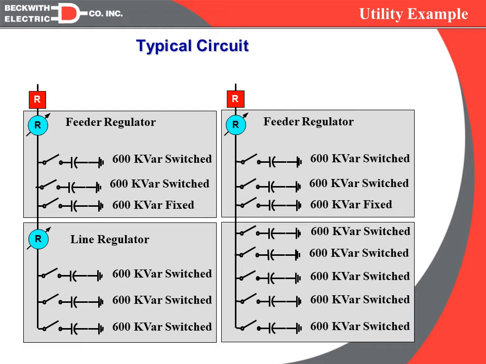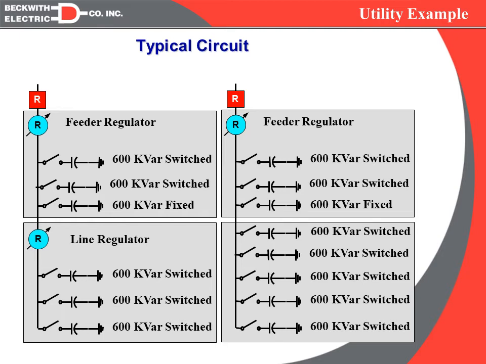In this case, we have a longer circuit with a line regulator, and these three capacitor banks would be coordinated with this regulator as it's the first regulating device upstream. These capacitors would be coordinated with this, the feeder regulator, because they are the first ones upstream. And this line regulator would be coordinated with the feeder regulator. So on this circuit, we don't have a feeder or line regulator, only a feeder, and therefore every one of these capacitor banks would be coordinated back to this line regulator.